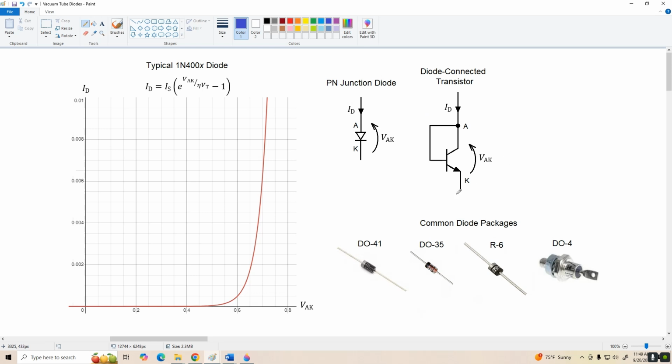Now over here on the left, we've got the graph of diode current versus anode to cathode voltage in the forward bias region. That current is given by Shockley's equation, and the curve I have shown here is typical for a 1N4000 series diode. Down here on the right, we've got the common diode packages you're going to run into most often. And with this little bit of review behind us, let's now go on over and start talking about vacuum tube diodes.